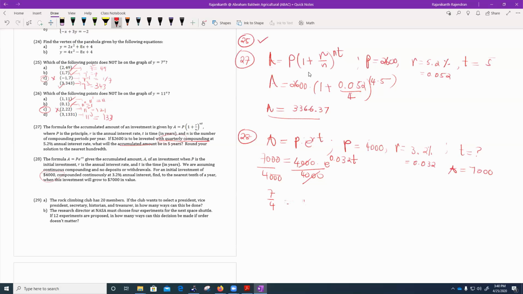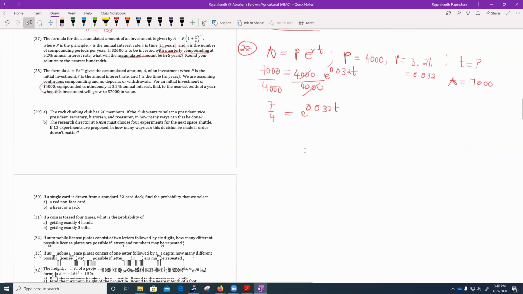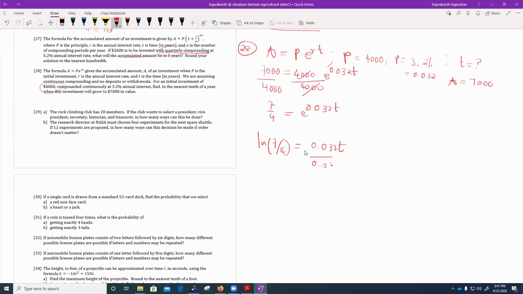That is e to the power 0.032t. Remember, we did the same problem in the class, so you need to get rid of e by taking ln both sides. So ln of 7 over 4 should be equal to, if you take ln to the e to the power, this e will go away, so you will get just simply 0.032t. Okay, since we are finding t, I'm dividing by 0.032 both sides.